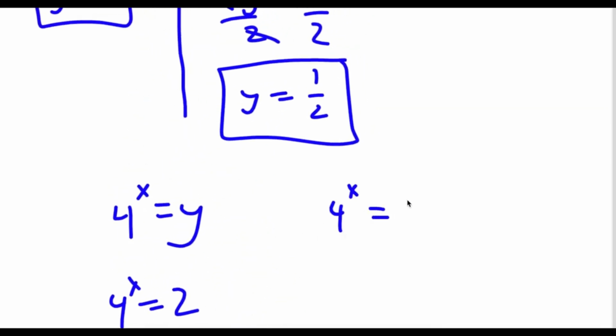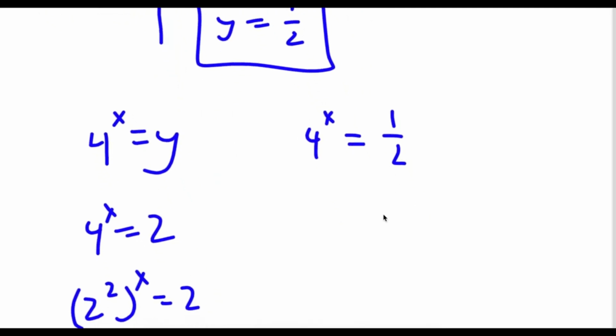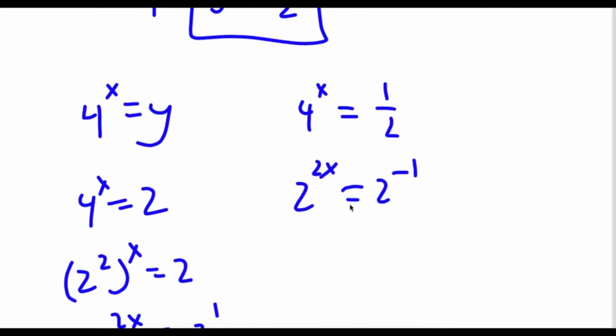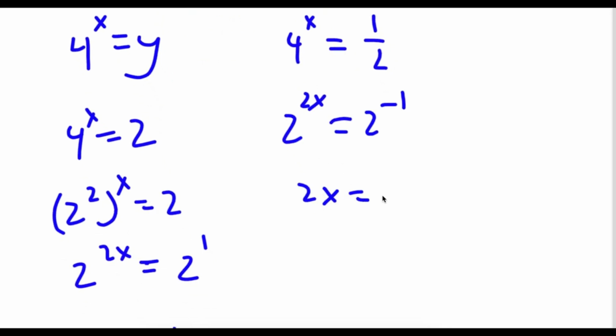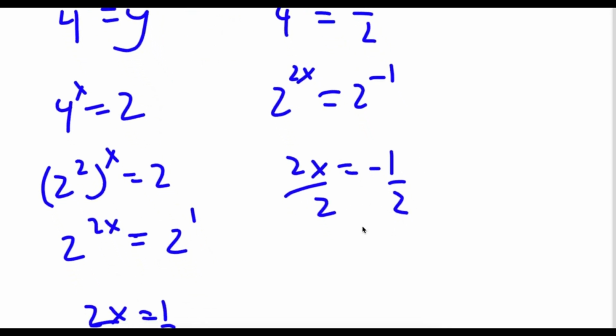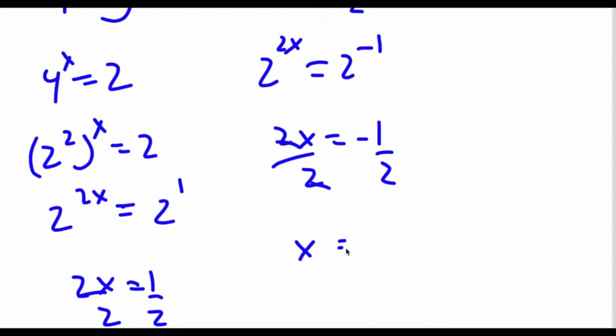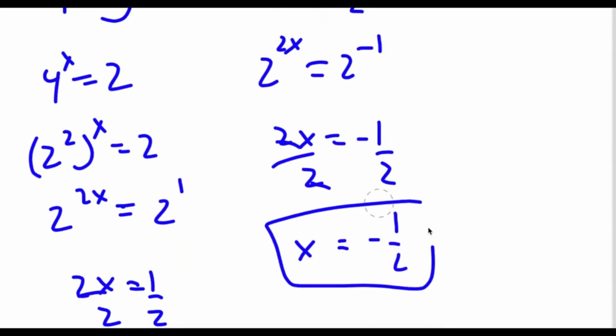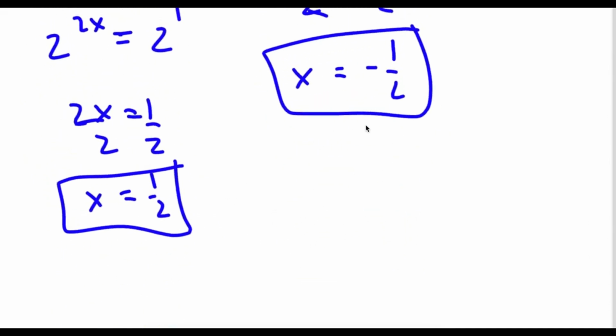Now I have 4 to the power of x is equal to 1/2. 1/2 is the same thing as 2 to the power of negative 1, and 4 to the power of x is the same thing as 2 to the power of 2x. So now I have 2x is equal to negative 1. I can divide both sides by 2, and I get x is equal to negative 1/2. So my two solutions are 1/2 and negative 1/2.